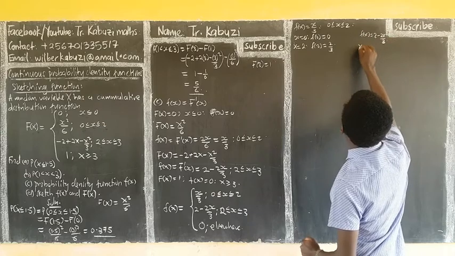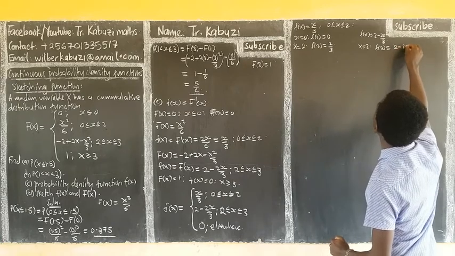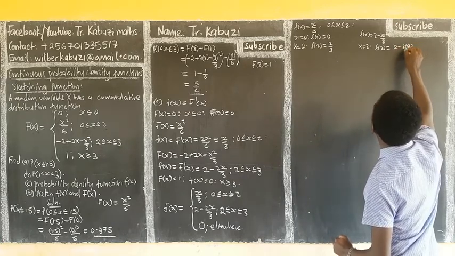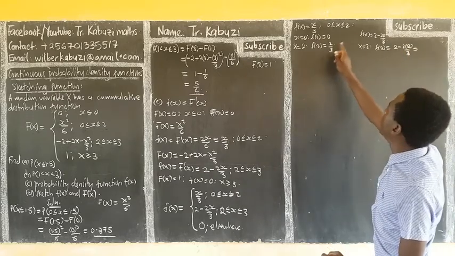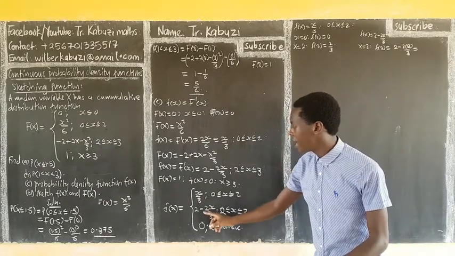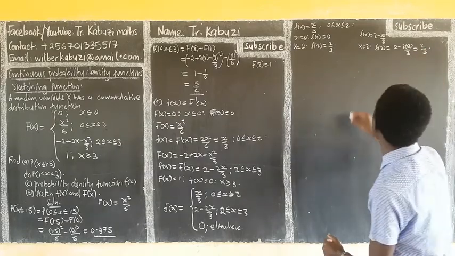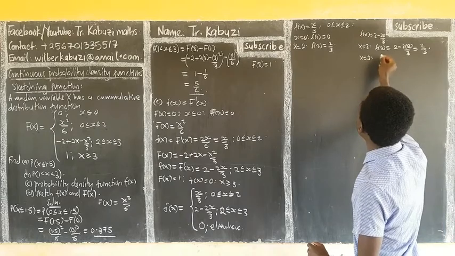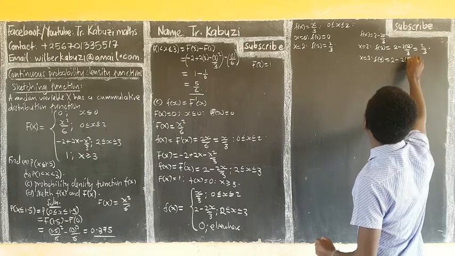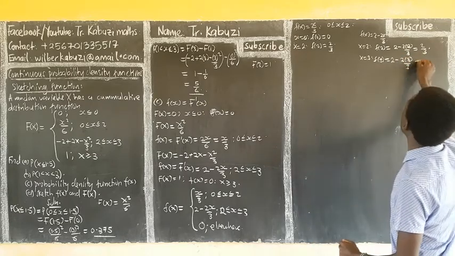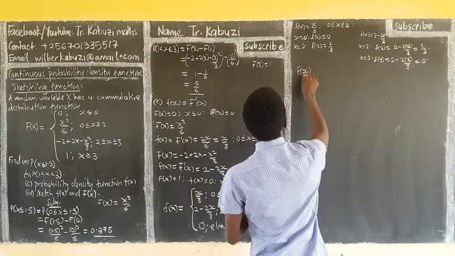So when x is 2, we have f of 2 equaling 2 minus 2 into 2 over 3, which will give us 2 over 3. Because this is continuous, the value you get here is the same value you will get here. That's why we are getting 2 over 3, so I don't waste time. So when x is 3, our f of 3 will be 2 minus 2 into 3 over 3, which will be 0. So now you come and sketch our f of x.